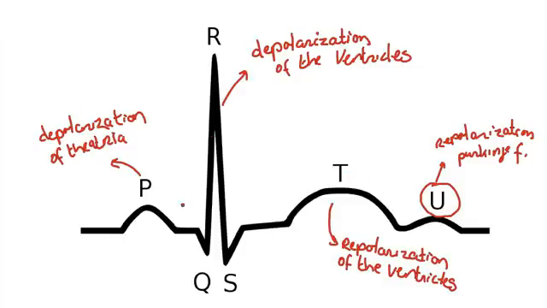The P wave being the depolarization of the atria, the QRS complex being the depolarization of the ventricles, and the T wave being the repolarization of the ventricles. If you ever need a refresher on what the terms depolarization and repolarization mean, you can always go back to episodes 9 and 10, and that will give you more details.